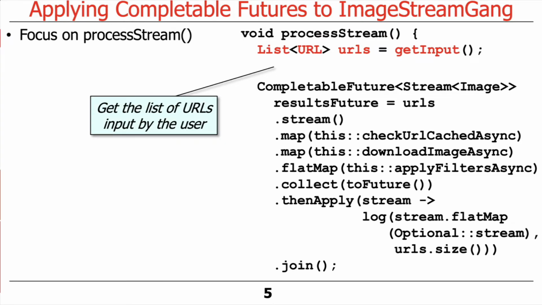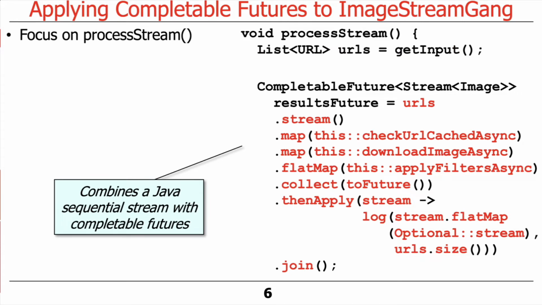So we start out by getting a list of URLs that the user has provided as input. So we get back a list of URLs. And then we go ahead and do a sequential stream that's combined with completable futures. So this is this wonderful combination of things. And this really gives us a very nice variant of reactive programming. Not quite as integrated and quite as cool as reactive streams, but it's close enough for rock and roll.